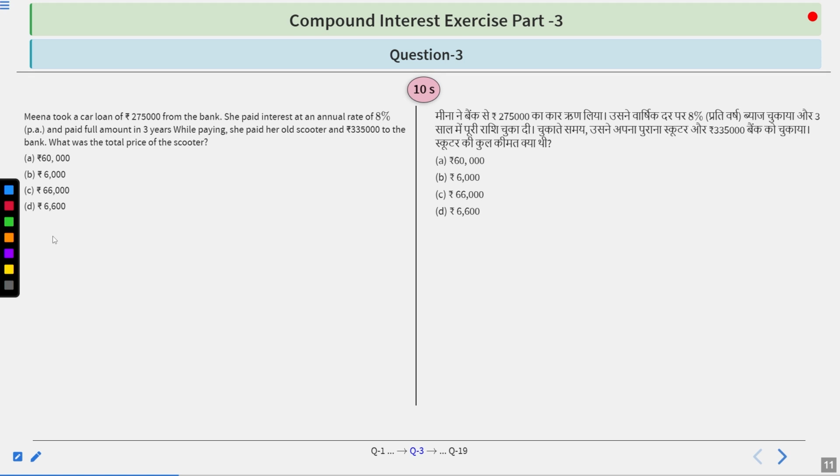Next, Meena took a car loan of rupees 2,75,000 from the bank. She paid interest at an annual rate of 8% per annum and paid the full amount in 3 years. While paying, she paid her old scooter and rupees 3,35,000 to the bank. What was the total price of the scooter? And the options are: option A rupees 60,000, option B rupees 6,000, option C is rupees 66,000, and option D is rupees 6,600. These are the options.